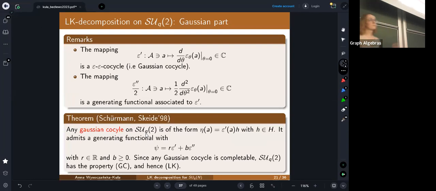And it turned out that these are basically all we can have. So any Gaussian cocycle on this group, on this bialgebra, will be of the form epsilon prime, so this specific mapping evaluated at the point, times some vector from the Hilbert space of which our representation is. And such a cocycle will always have a generating functional associated, and we can write explicitly how this functional should look. It will be related to this second derivative, epsilon double prime, up to a positive constant, which in fact would be like the square of the norm of h over 2, if I remember correctly. And we can always add this term, which will be related to a drift.